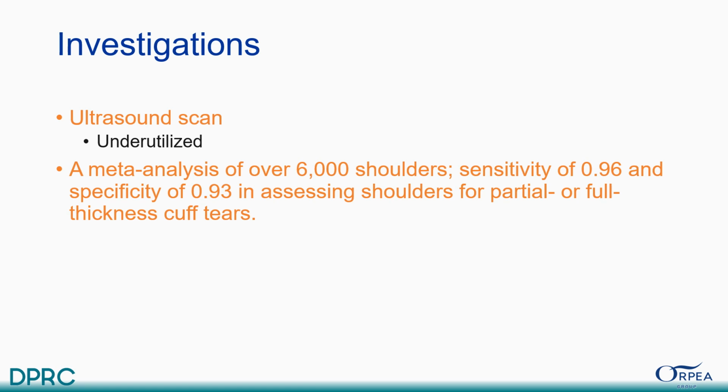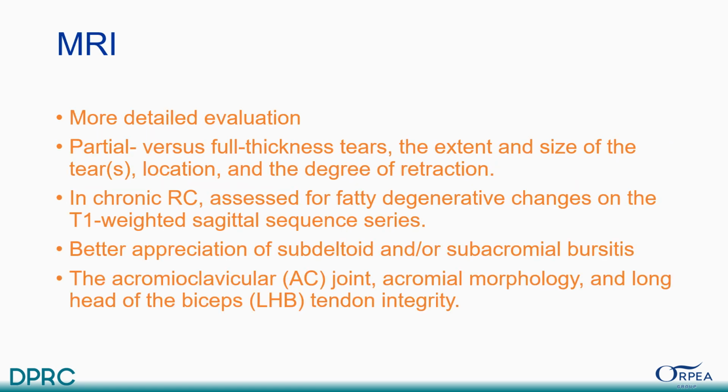So most of the rotator cuff muscles can be seen, at least in the distal aspect, with proper positioning of the ultrasound scan. In a meta-analysis of over 6,000 shoulders, it was found that the sensitivity was 0.96 and specificity 0.93 in assessing shoulders for partial and full thickness cuff tear. So it's a handy tool, and it also has pretty good sensitivity and specificity regarding rotator cuff tear. If you want a detailed evaluation, definitely you need to go in for a more sensitive investigation. It gives a more detailed evaluation.